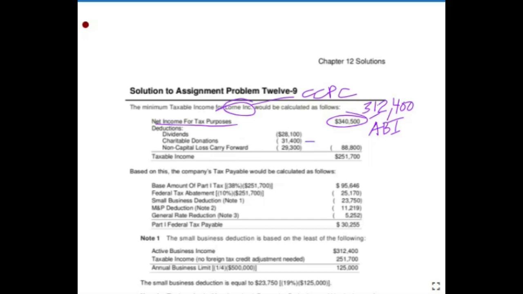So there we go. We've mentioned both of those, right? We had $28,100 of dividends from Canadian public companies. We are going to deduct that because they are Canadian. The public part doesn't make any difference. They're Canadian, so they're being taxed in Canada, so we can deduct. The charitable donations, we will always deduct here when getting to taxable income.